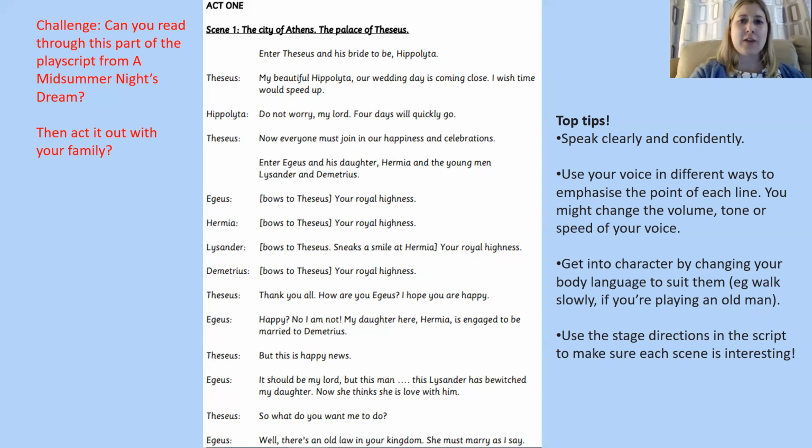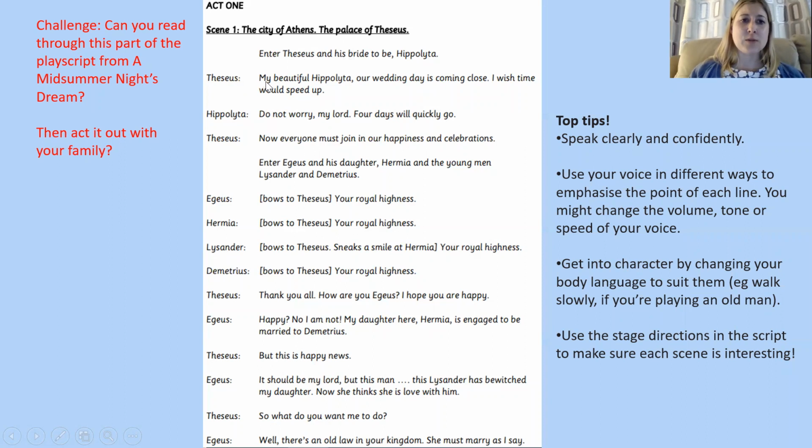So, for example, we have here, enter Theseus and his bride-to-be, Hippolyta. We're not going to say that out loud because that doesn't lend anything to the play. But a director might say that to instruct the actors or actresses what to do. Theseus and his bride need to follow these instructions. So just before these two characters begin their dialogue together, they need to enter on the stage.